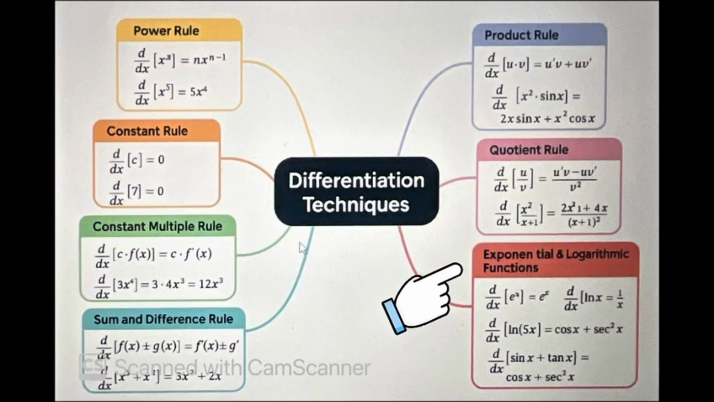Last but not least, finally, we have rules for exponential and logarithmic functions. The derivative of e to the power of x is e to the power of x, and the derivative of ln x is 1 over x. For example, the derivative of sin x plus tan x is cos x plus sec squared x.